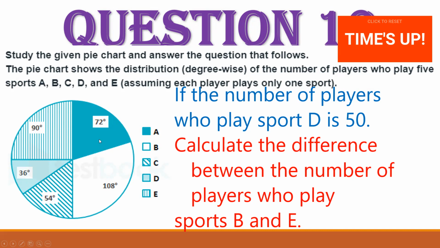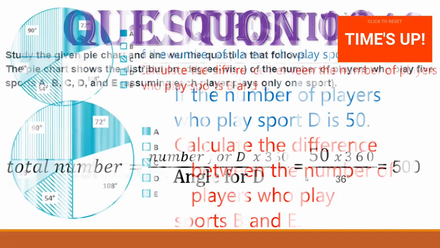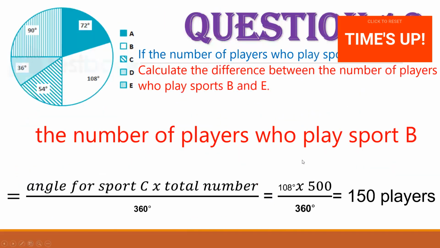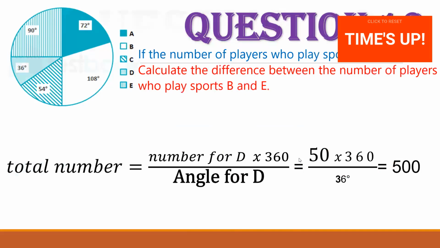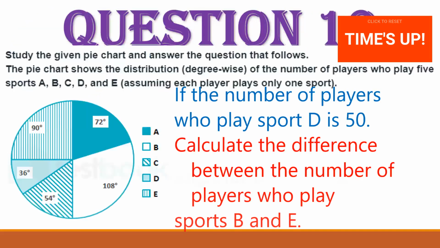Just using the same graph, same percentage, same degrees, angles, we can say. If the number of players who play sport B is 50, calculate the difference between the number of players who play sports B and E.